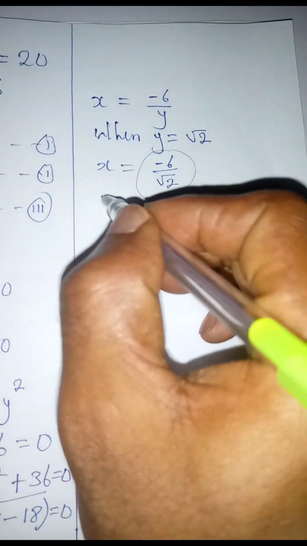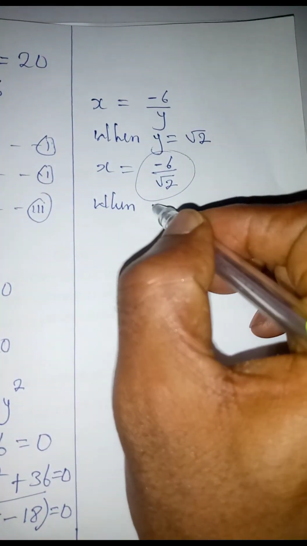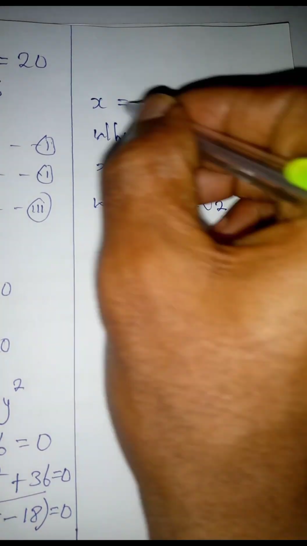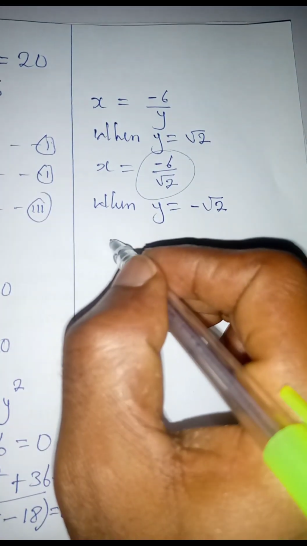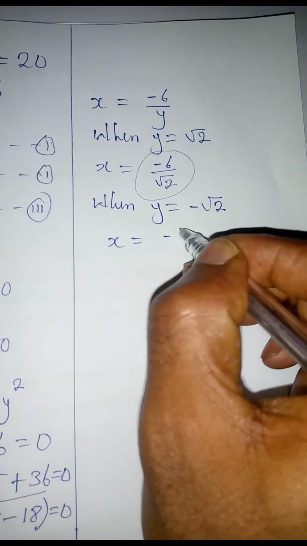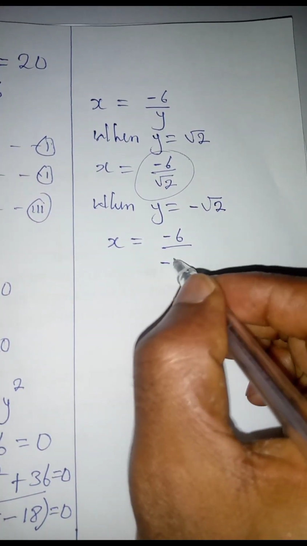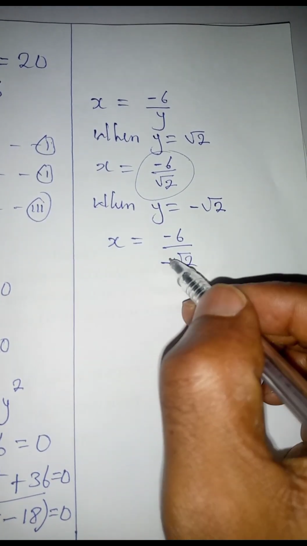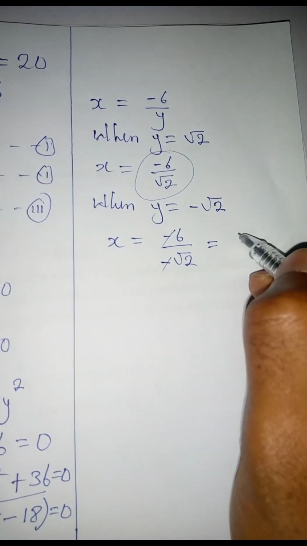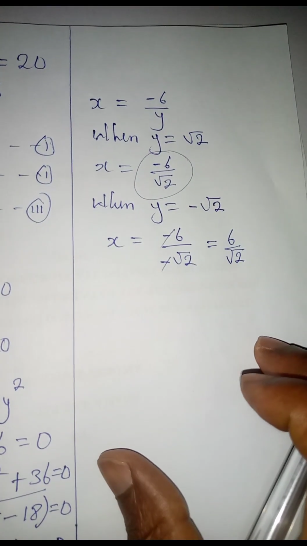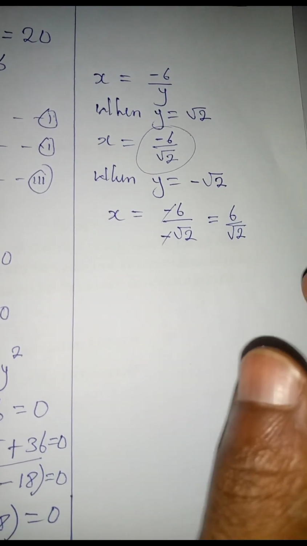Then let's go over to when y is equal to negative square root of 2. Substitute into equation 3 again, so that we'll have x equal to minus 6 all over, in place of y now, I'll write negative square root of 2. And don't forget, this negative can cancel this, and then our value will now be 6 over square root of 2. Right? This is the second value of x.